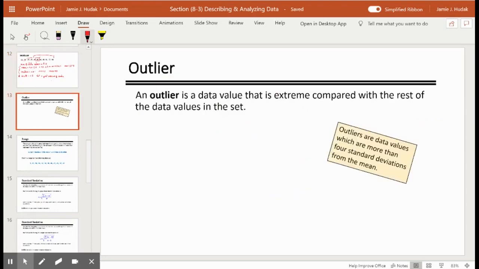Sometimes when we're collecting data, we get numbers that are extreme compared to the rest of the data. We call these numbers outliers. And a way that we can identify an outlier is that its value is more than 4 standard deviations away from the mean. Now, we haven't done standard deviations yet, but we will. And then this becomes a tool that we can use to help us identify outliers.